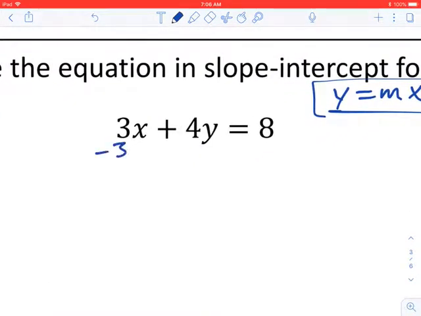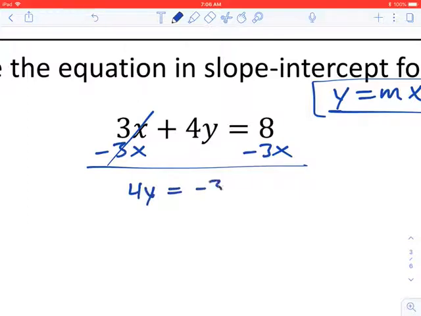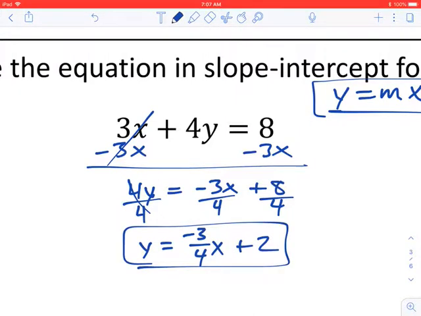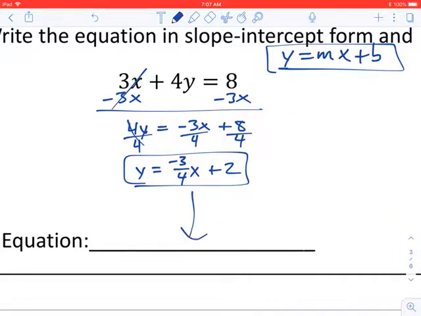So the first thing I need to get rid of is any addition or subtraction. So I need to subtract off that x. So I have 4y equals -3x plus 8. Now notice I didn't put these together. 8 minus 3 is 5, but this has a 3x, so I can't subtract those. And so now I just divide everything by 4. And so I get y equals -3/4x, and then 8 divided by 4 is 2. And there's my equation. Now I have my slope is -3/4, and my b value is 2.